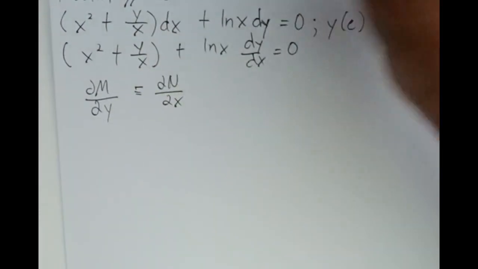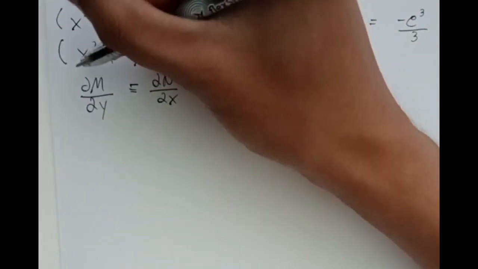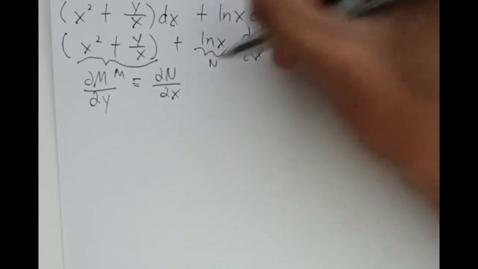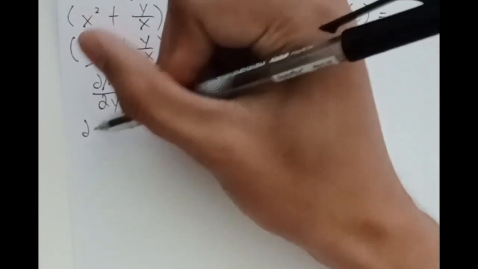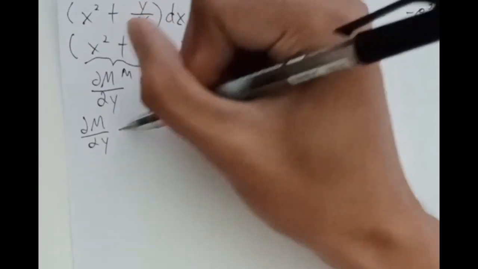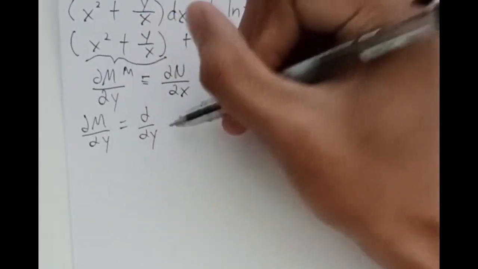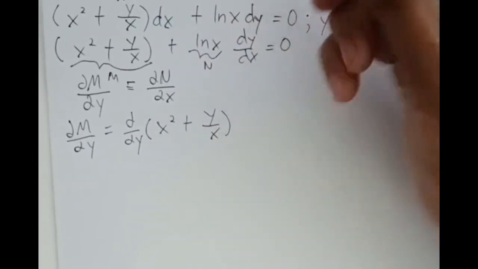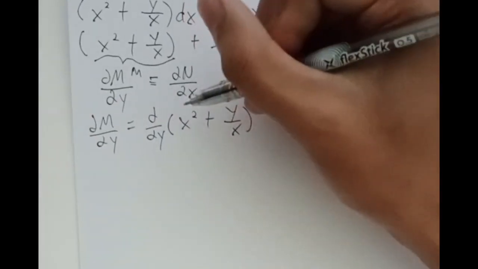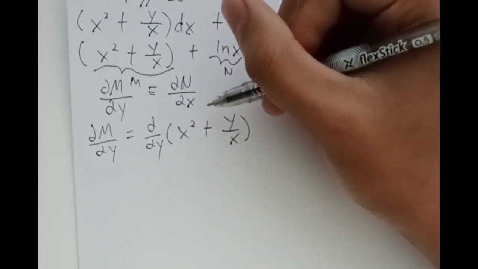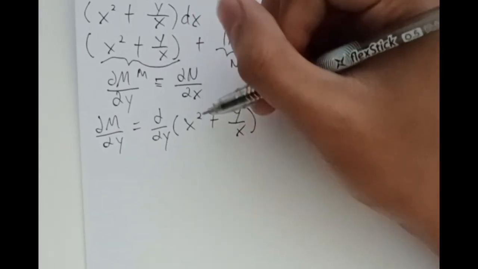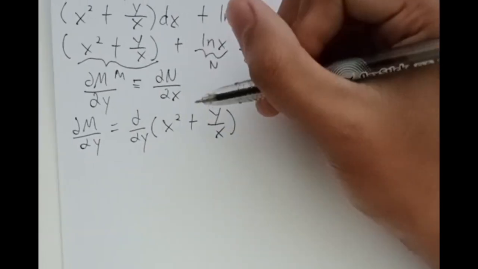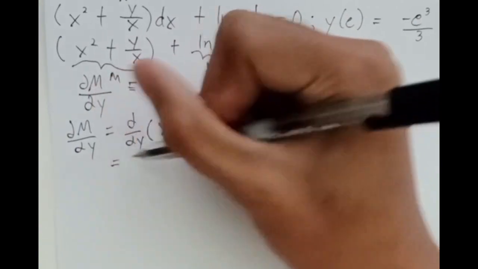The next step is to designate the first term as M. So here will be M, and this will be our N. So getting the partial differentiation of M in terms of y is equal to the partial differentiation with respect to y of the quantity x squared plus y over x. As you can see, we will differentiate these two terms in terms of y. So x squared here has no variable y, so it is considered constant. The differentiation of a constant is 0, so that will be 0.